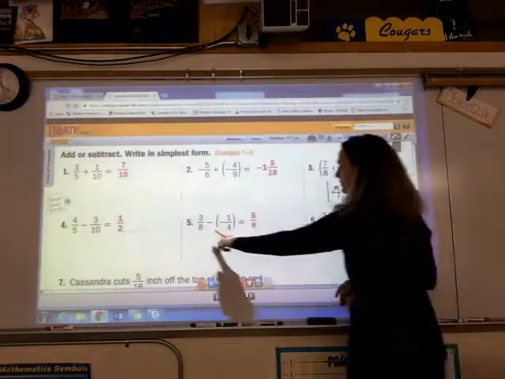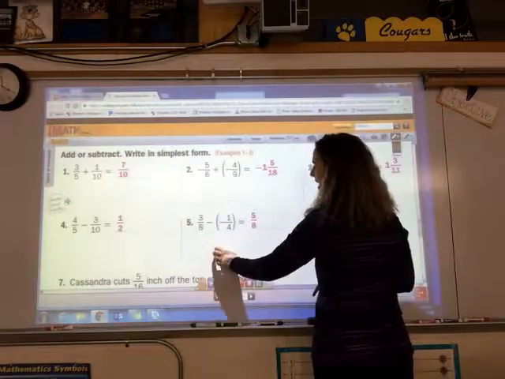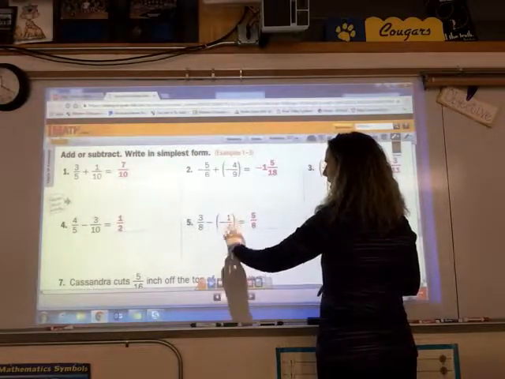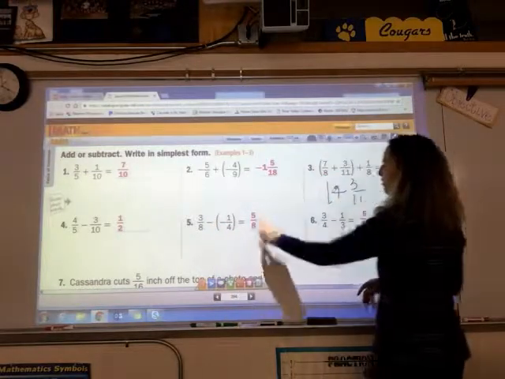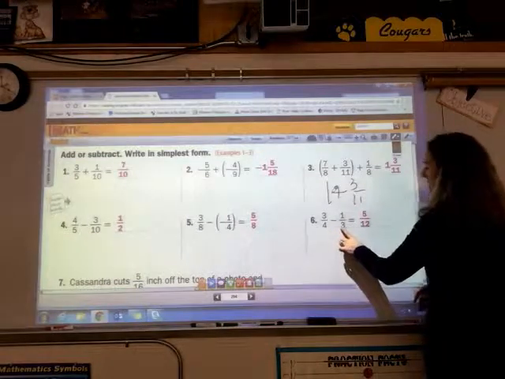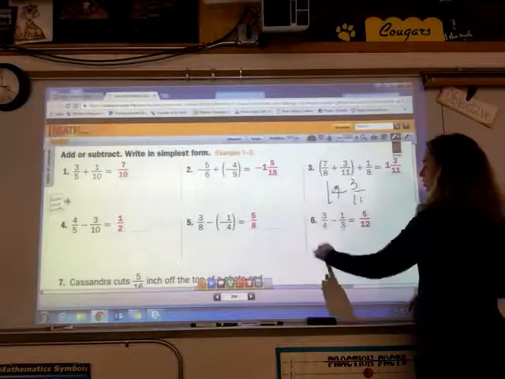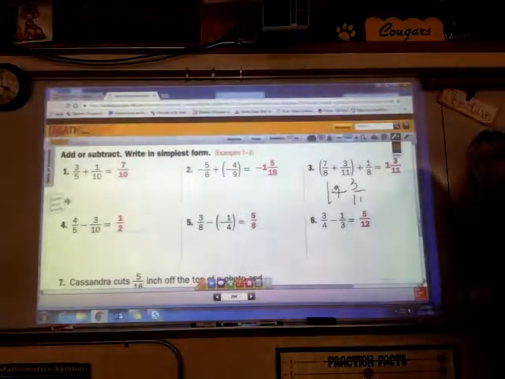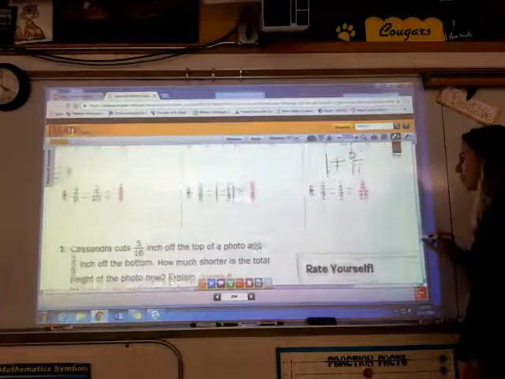Number 5, common denominator probably should be 8, so 3/8 minus your -2/8, and then you're actually adding those, so 3 plus 2 gives you 5, so 5/8. And then number 6, 3/4 minus 1/3, common denominator, least common multiple would be 12. So you're changing those both to equivalent fractions with a denominator of 12, and then when you subtract them, we should come up with 5/12.